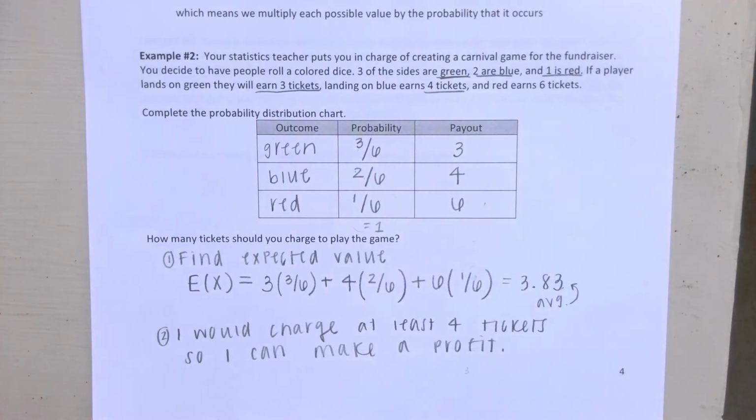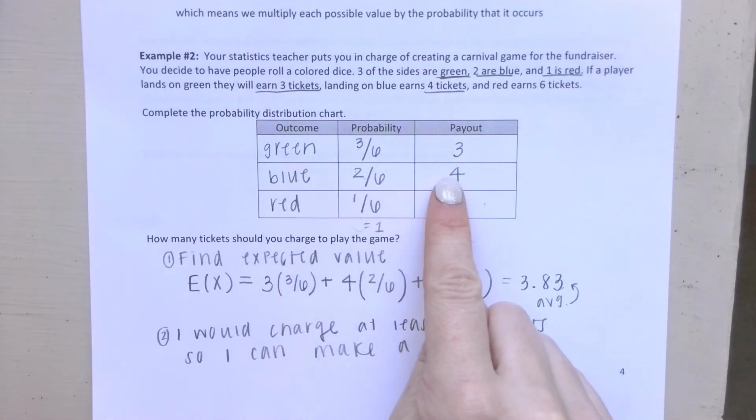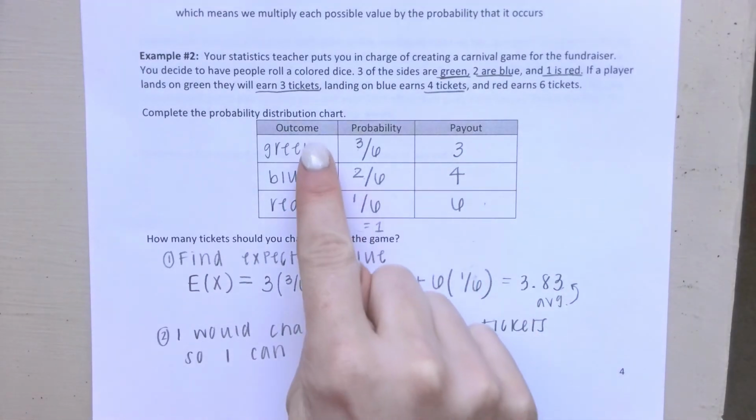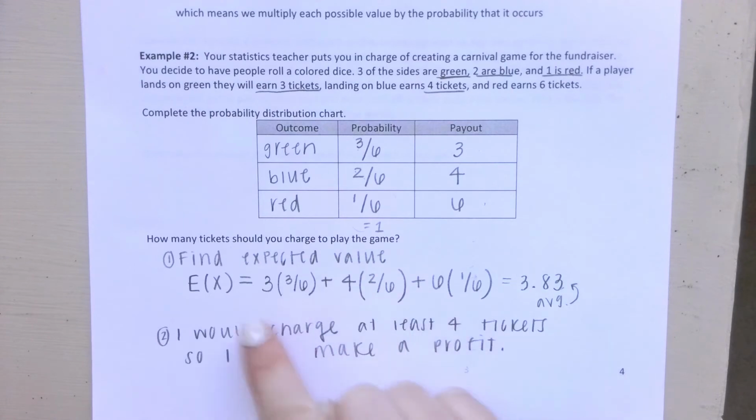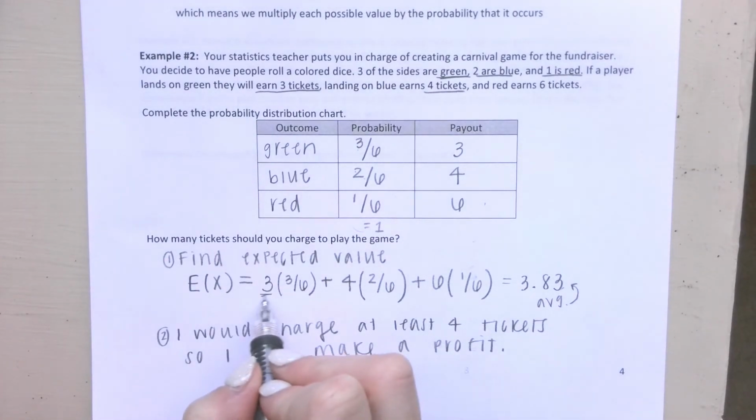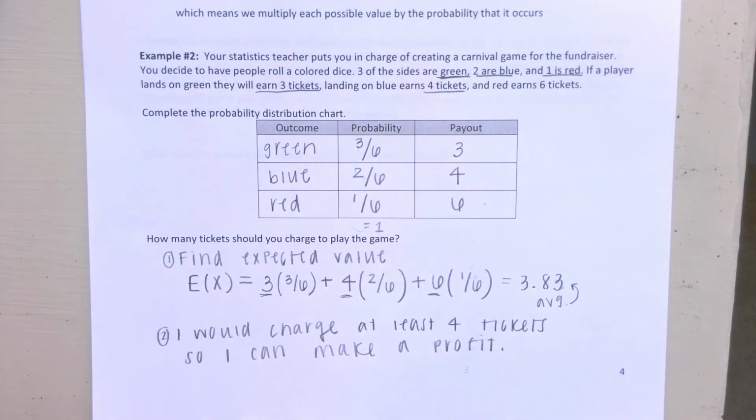Sometimes students get confused when they're finding that expected value, whether they should put the outcome or the payout. In this case, I can't put the outcome in my equation because I would be taking green times 3 out of 6 plus blue times 2 out of 6, and there's no way I can be multiplying colors. When you're finding that expected value, make sure you're really thinking about what you're trying to find. In this case, we're trying to find how many tickets we are expected to win, so these values here should all be tickets.